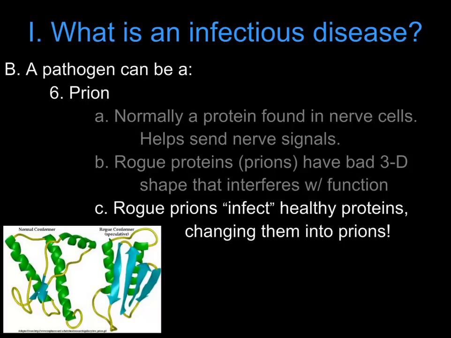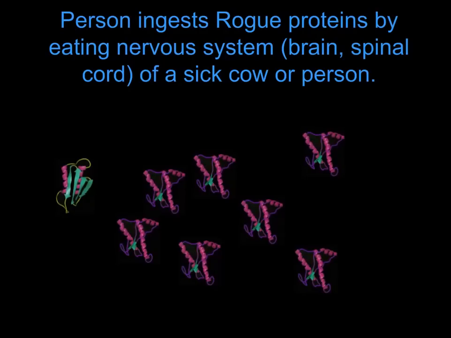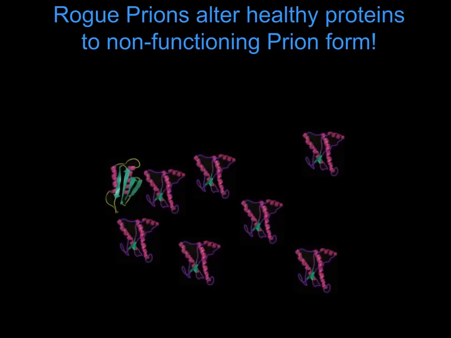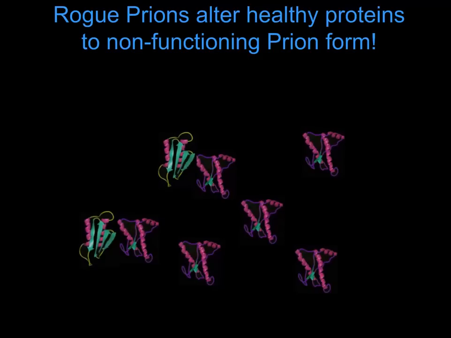Very bizarre. So here's a figure showing how this might look. Here we have the healthy proteins in purple. Somebody either consumes or is injected with one of the prions, the rogue proteins, and that rogue protein then interacts with these healthy proteins, and it starts changing those healthy proteins into the rogue configuration, the prion configuration.